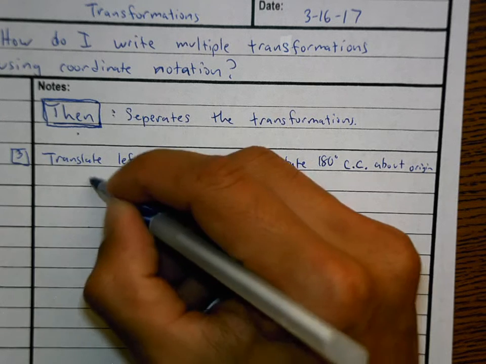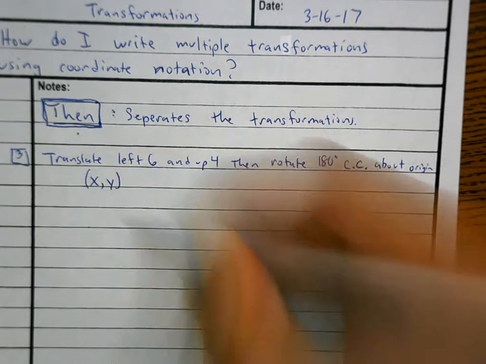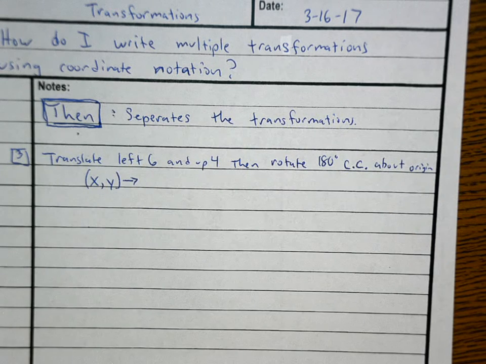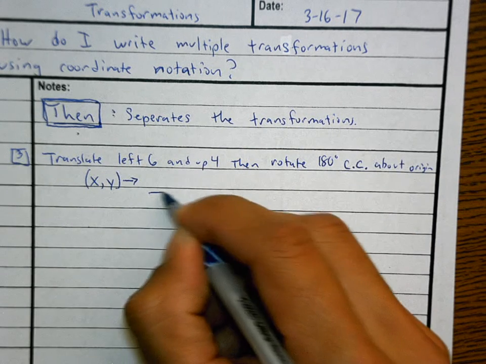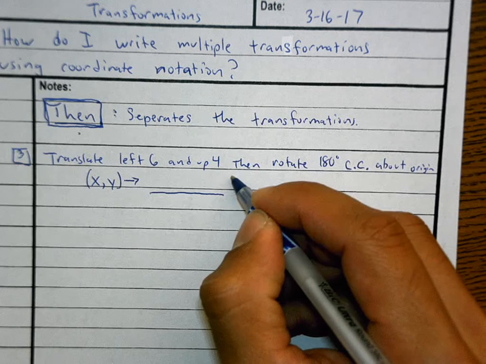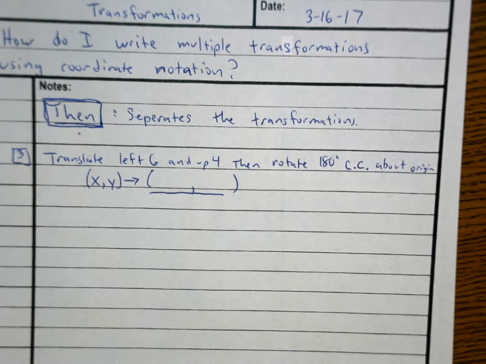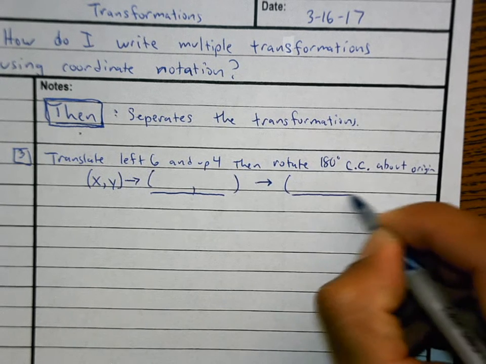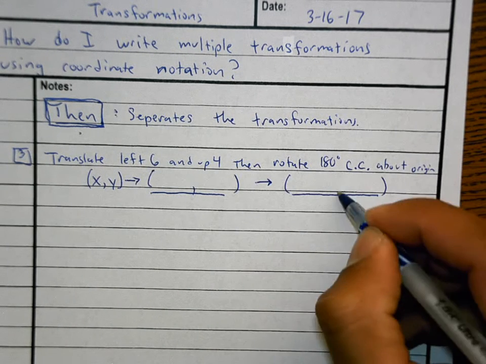What your worksheet looks like, if you haven't seen it yet, is it has all your xy's, then it has an arrow, and then there's a gigantic blank spot like this, and then it has something for your x and your y that you have to fill in, and then it has another arrow, and another spot for you to do a second transformation.